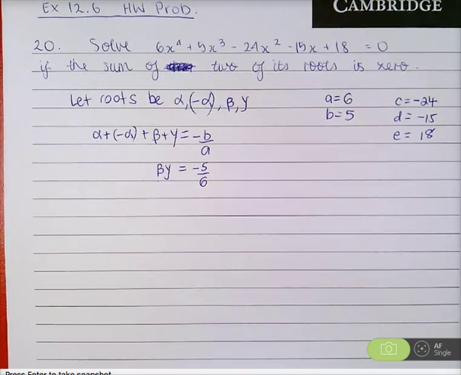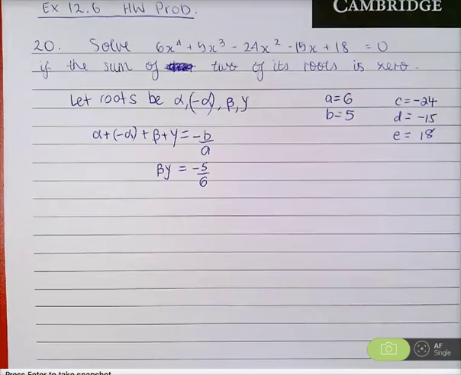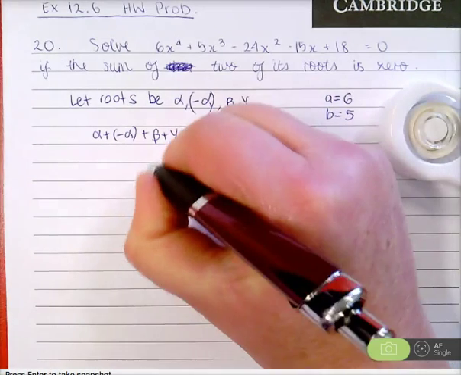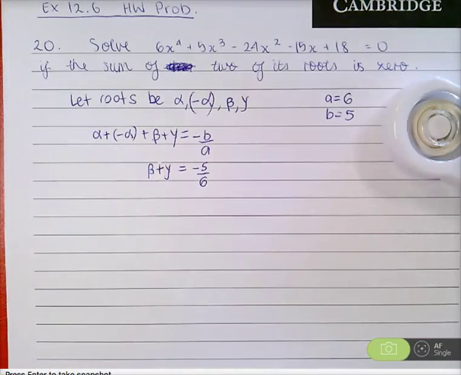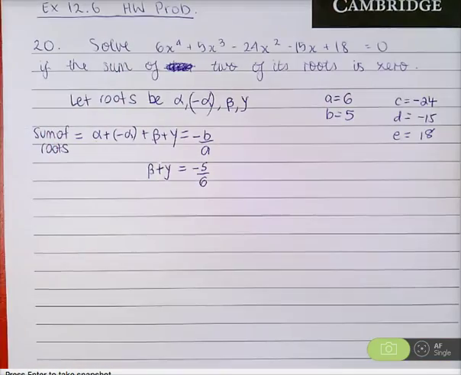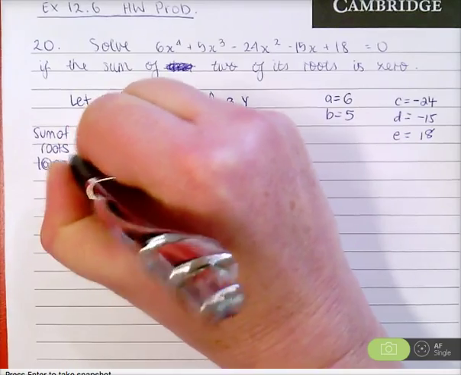What else could we do? Isn't that beta plus gamma, not beta times gamma? Oh, sorry. Yep, it is beta plus gamma. Thank you very much. Okay. Start with sum of roots one at a time.